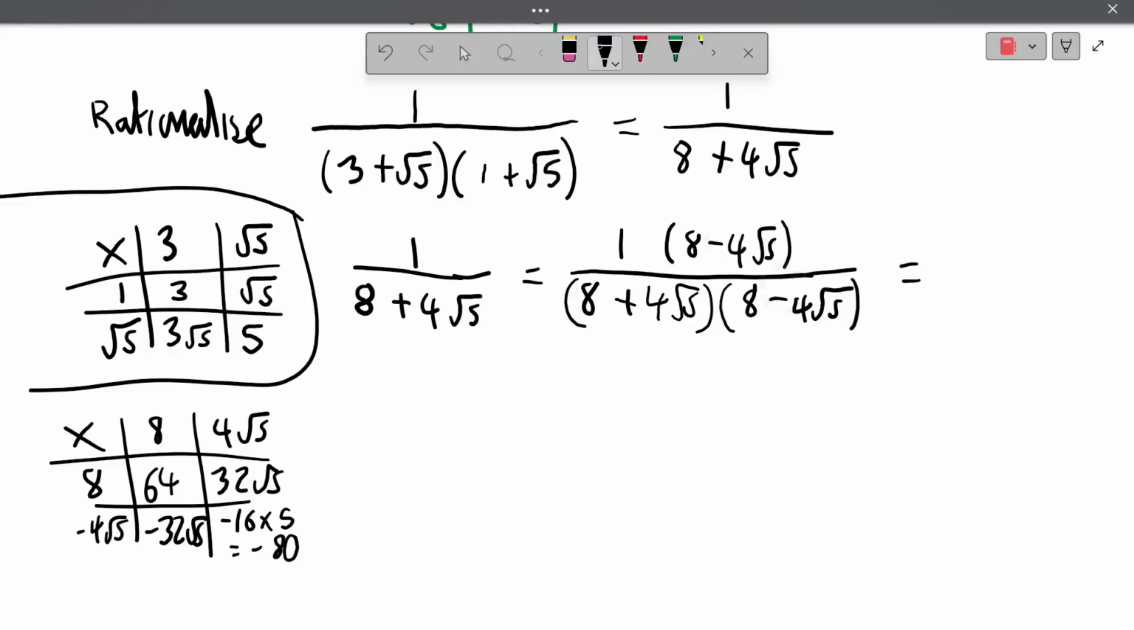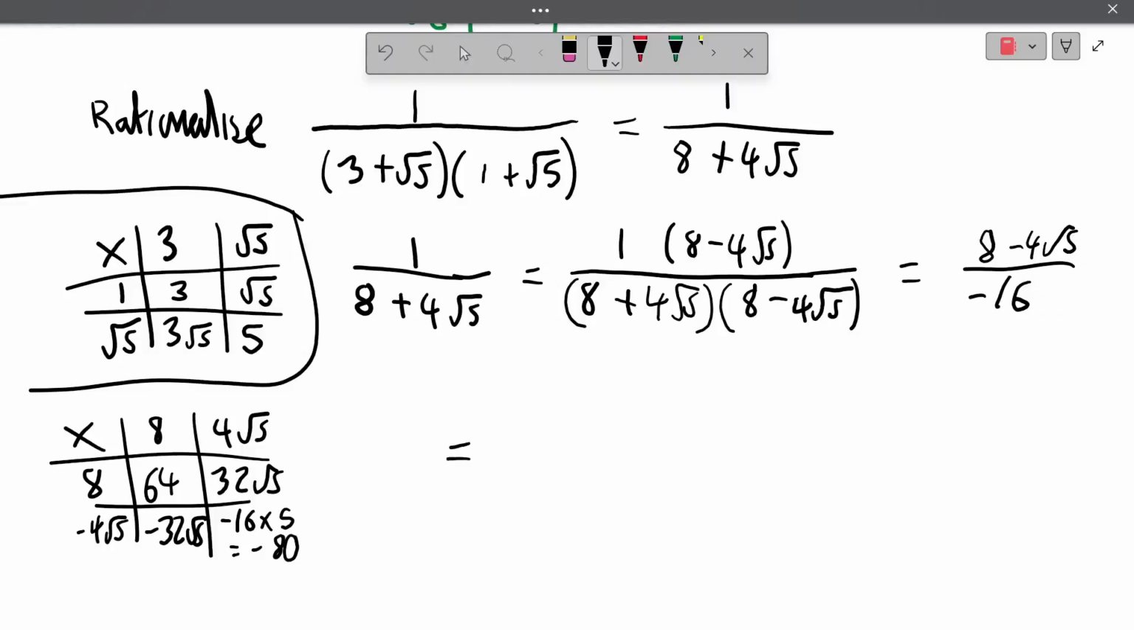So what we end up having at the top of the fraction is 1 times anything is itself, so we've got 8 minus 4 root 5. And at the bottom, what do we have? Well, we have 64 minus 80, which is minus 16. And then the 32 root 5 over minus 32 root 5 turns out to be 0.